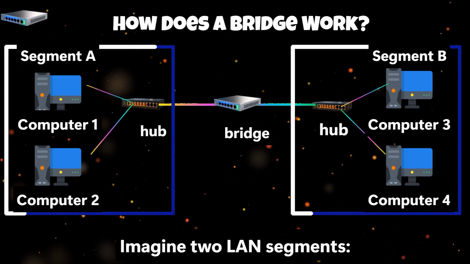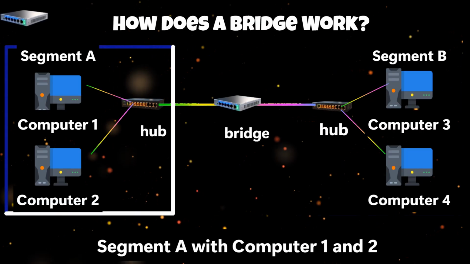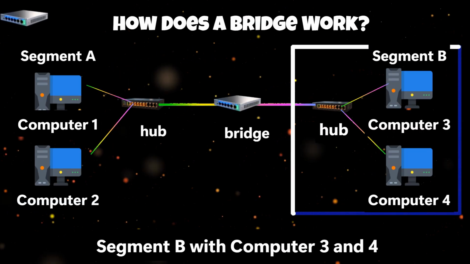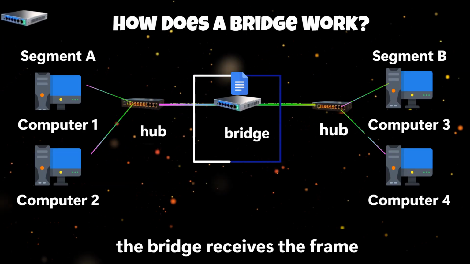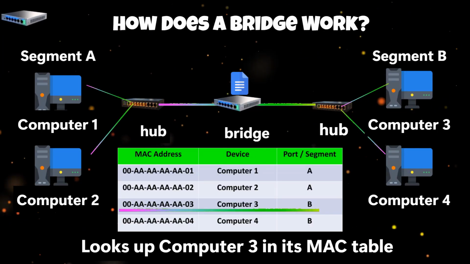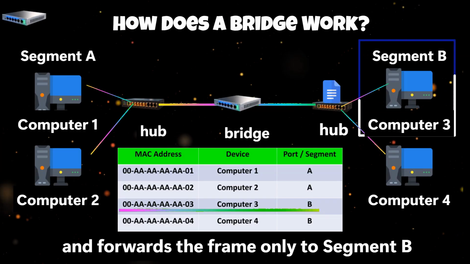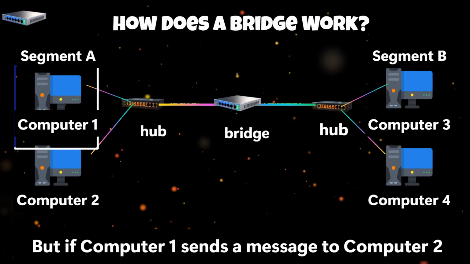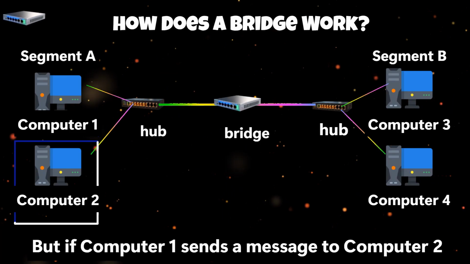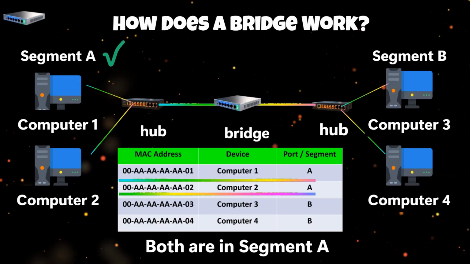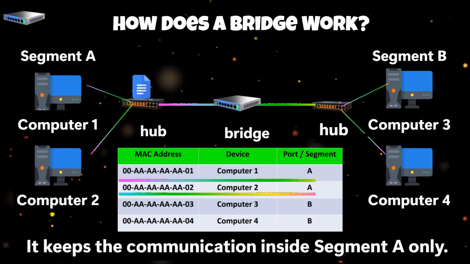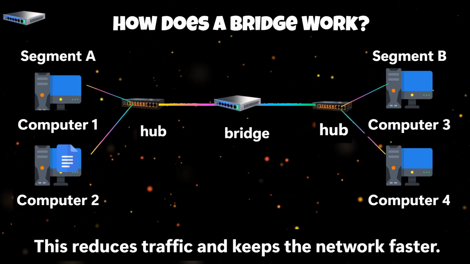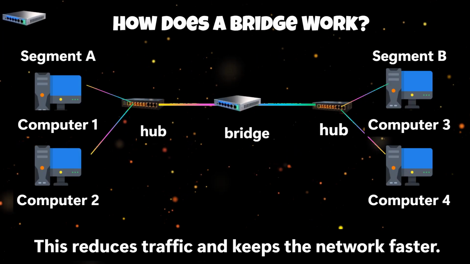Imagine two LAN segments, segment A with computer 1 and 2, and segment B with computer 3 and 4. If computer 1 sends data to computer 3, the bridge receives the frame, looks up computer 3 in its MAC table, sees that it is on segment B, and forwards the frame only to segment B. But if computer 1 sends a message to computer 2, both are in segment A, the bridge will not forward the data. It keeps the communication inside segment A only. This reduces traffic and keeps the network faster.